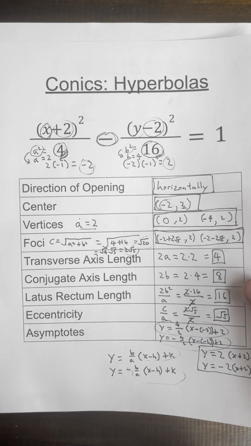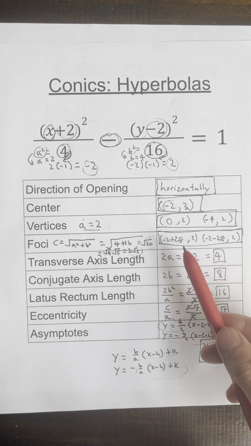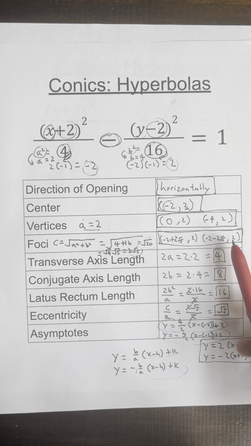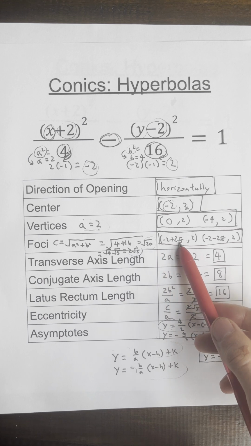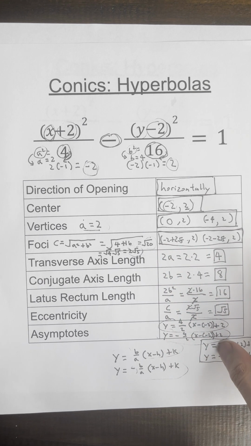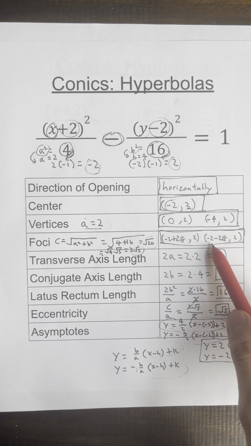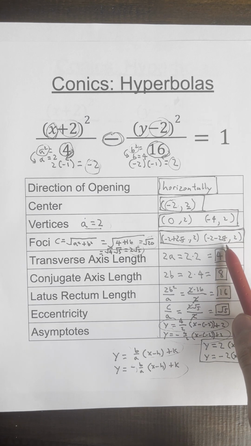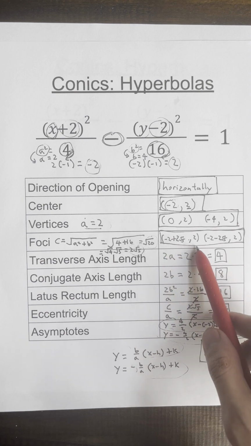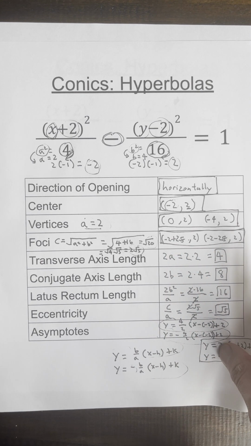So we'll start with the foci. We need to plot these 2 points. You can use a calculator, but this is approximately 2.5, so we'll just graph (2.5, 2). And this is about -6.5, so (-6.5, 2). Let's plot these 2 points.